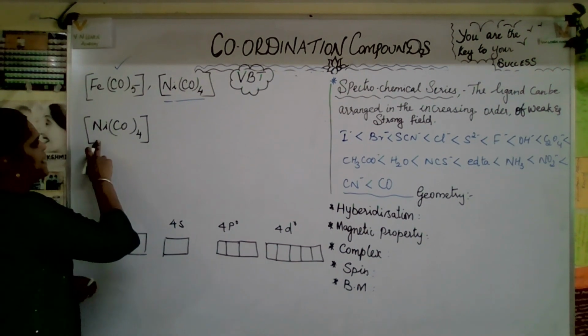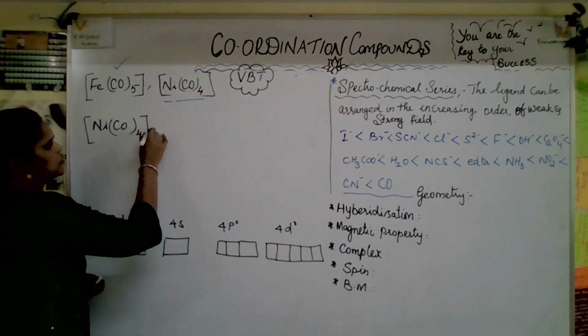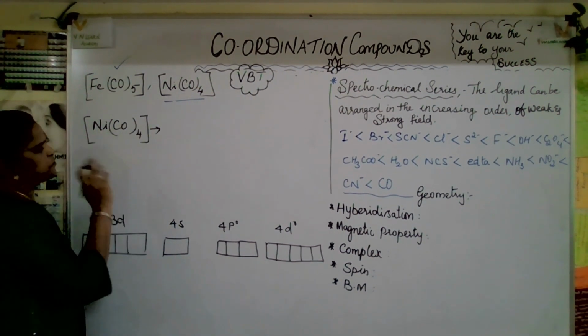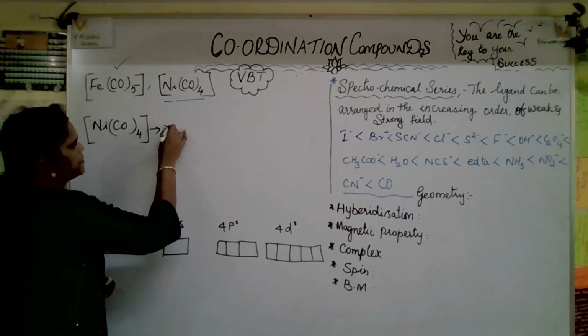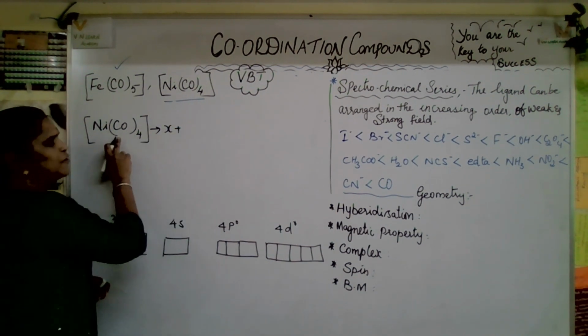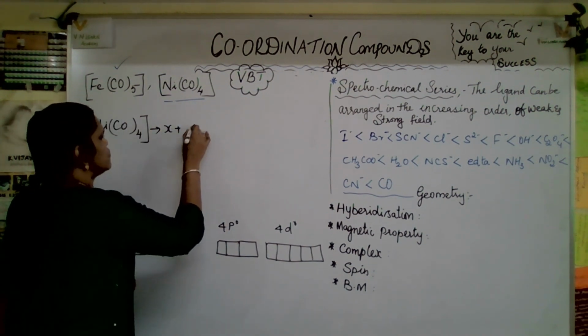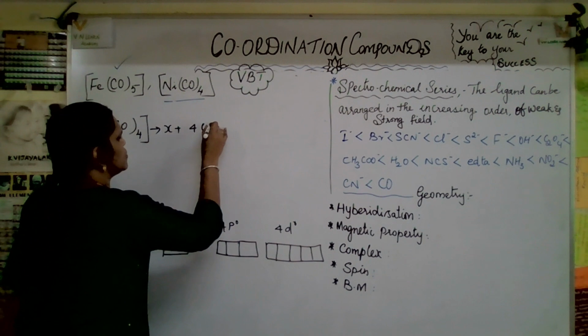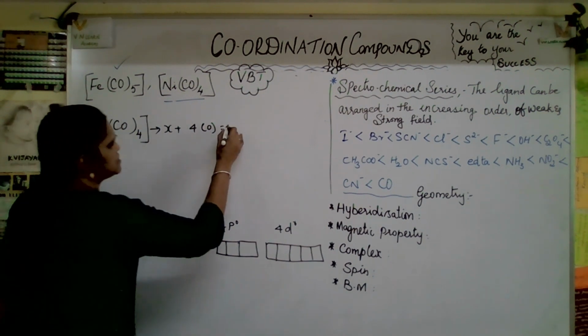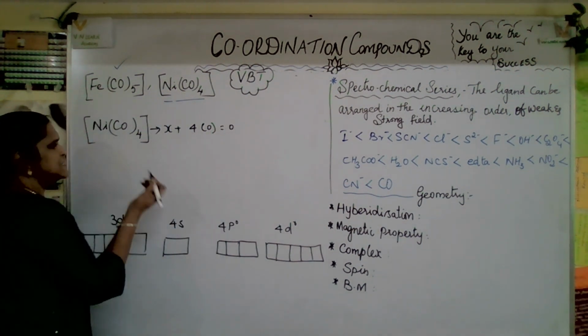The next one, Ni(CO)4. Which is the central metal ion? Of course, nickel. So find out the oxidation number. X plus, here CO is 0, so 4 into 0, and there is no overall charge. So the oxidation state is 0. It's actually neutral.